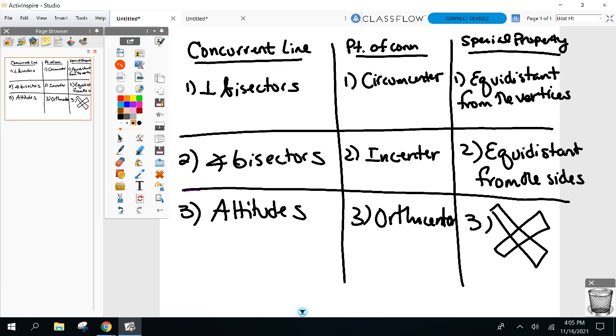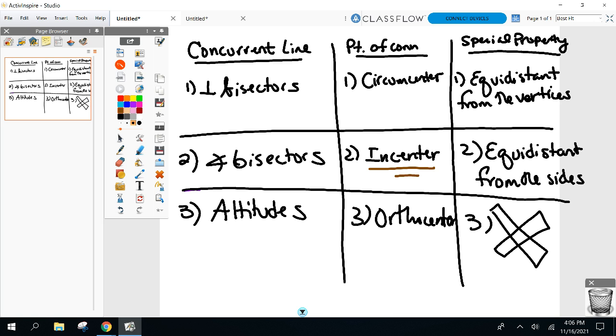Angle bisectors all meet at the same point in a triangle. I don't care what type of triangle it is. All 3 angle bisectors will always meet at a point called the incenter. That point will always be equidistant from the sides. Not the vertices, that's the circumcenter. But the incenter will always be equidistant from all 3 sides.